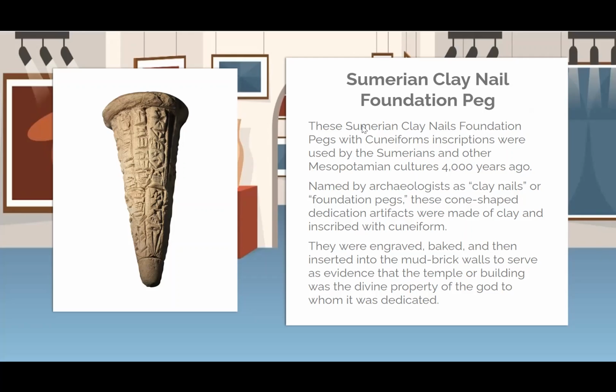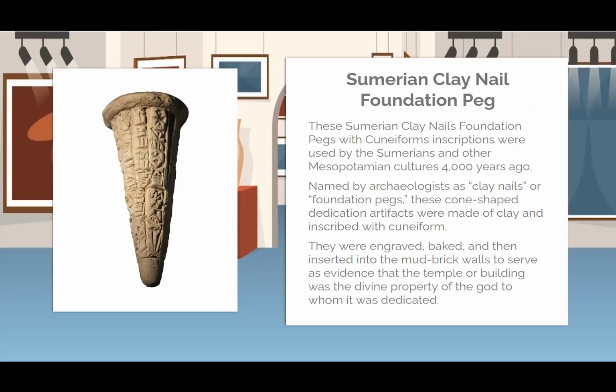So these pegs with cuneiform inscriptions were used by the Sumerians and other Mesopotamian cultures 4,000 years ago. Named by archaeologists as clay nails or foundation pegs, these cone-shaped dedication artifacts were made of clay and inscribed with cuneiform. They were engraved, baked, and then inserted into the mud brick walls to serve as evidence that the temple or building was a divine property of the god to whom it was dedicated.